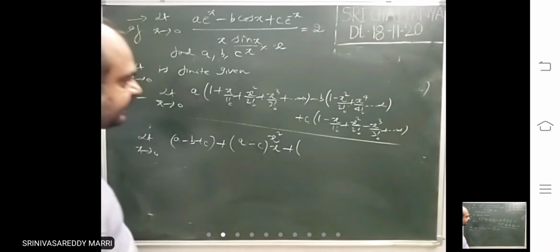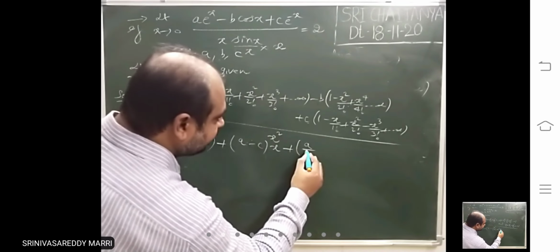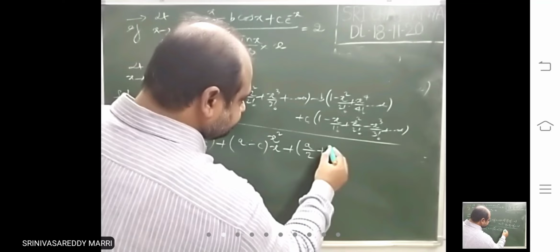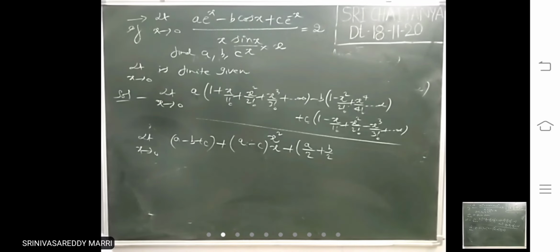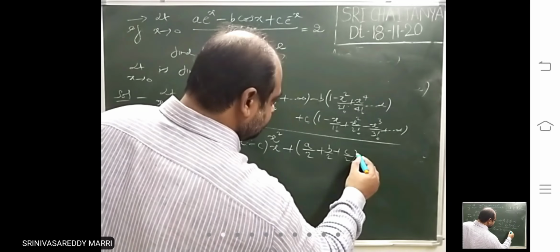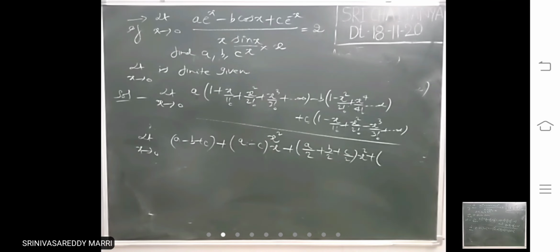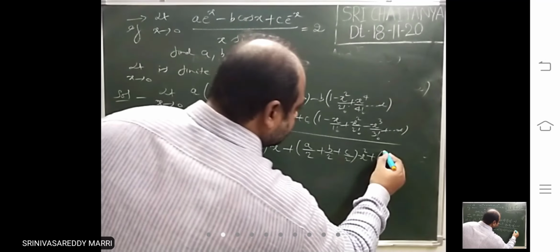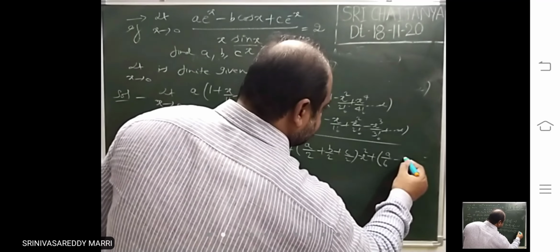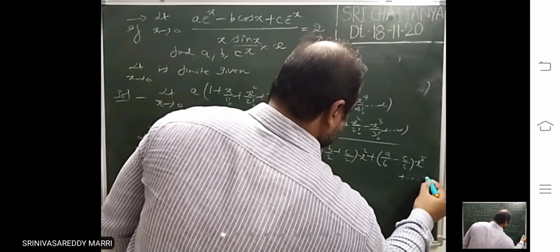So next, what are the x square terms here? Look at A by 2 factorial, A by 2. So here what is the term? This into this. B by 2, here x square terms, c by 2 into x square, one more term, x square. Next x cube, what is here, a by 6 minus c by 6, here there is no x cube term.